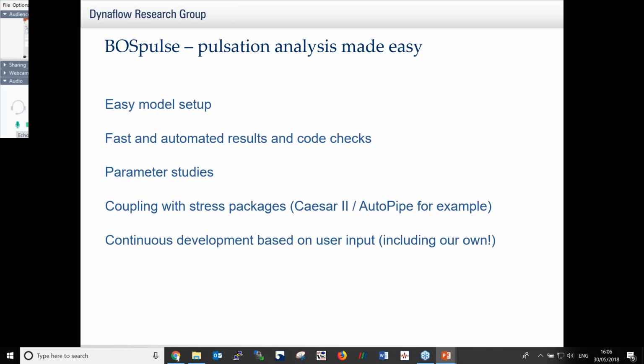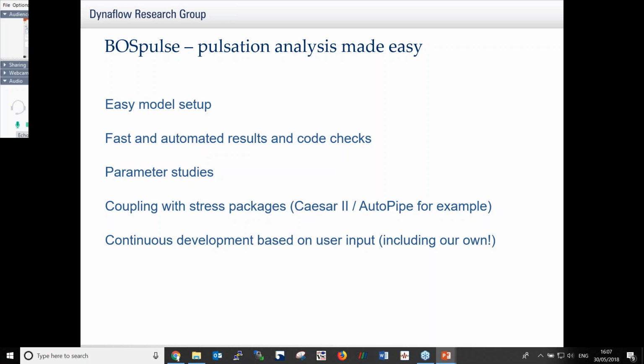Well, easy model setup. It's fairly easy. There are a lot of different ways you can set up your model if you come from a Caesar package, or if you come from isometrics, or whether you just want to model in BOSpulse alone. There are several different ways you can set up your model. All the different methods are relatively easy to understand and intuitive, and they're also fairly fast.